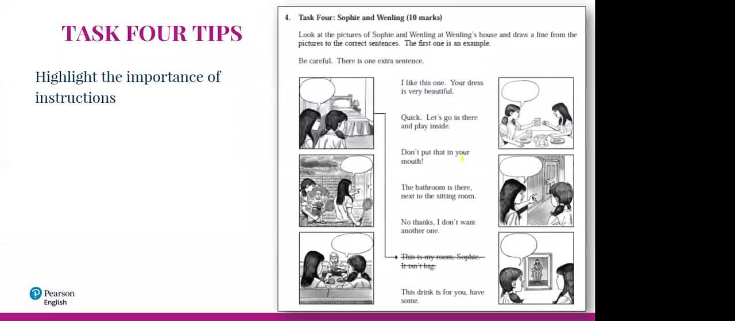Strategies here. Obviously, we're starting with the importance of instructions. And again, the instructions say very clearly, draw a line. So do not write the sentences in the speech bubbles, do not put crosses, no, draw a line. If they neglect that, if they do not read the instructions, there are some chances that they may make a mistake. And there is one extra sentence, something they should also know, just not to get stressed out that they can't find a match for one sentence. So instructions are always important, always highlight the importance of instructions.